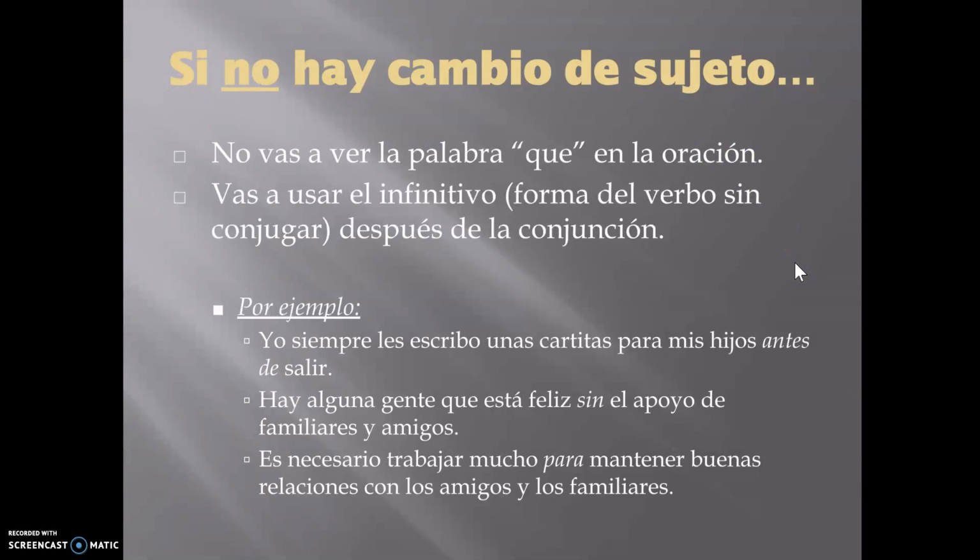The biggest thing that you need to remember, si no hay cambio de sujeto, if there is no change in subject, is that you won't see the word que in the sentence. You would see en caso de, or sin, or con tal de, or antes de, or para, or a menos. Sorry, I'm completely blanking. Not a menos que, a menos. So you won't see the word que there, and that'll be your first big hint that you don't need to use a subjunctive. You're also going to use the infinitivo, which is the unconjugated form of the verb, after the conjunction.